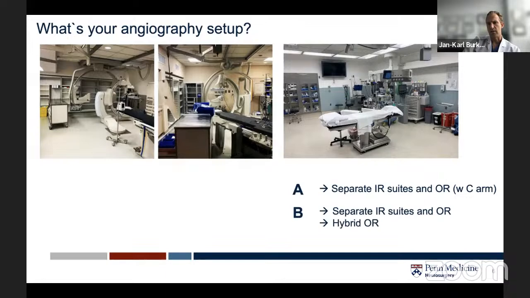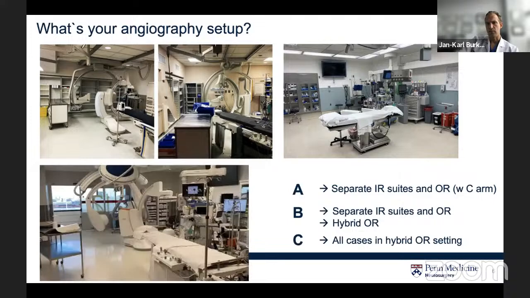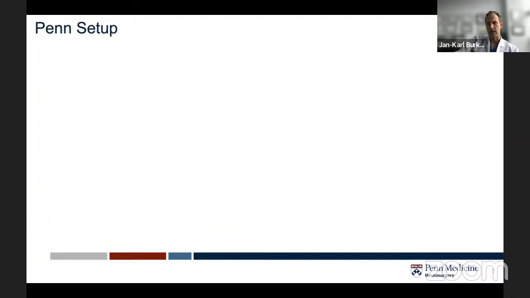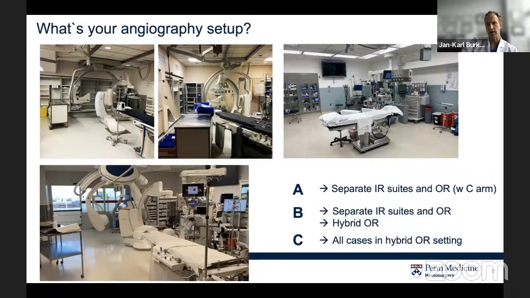Or you can have the same setup, but in addition, a true hybrid OR where you decide to plan cases with a fixed angiography system, either monoplane or biplane. Or you have a setup with no IR suites and everything in the intraoperative setting as hybrid ORs. The most common setup is probably A and B. C is very rare.